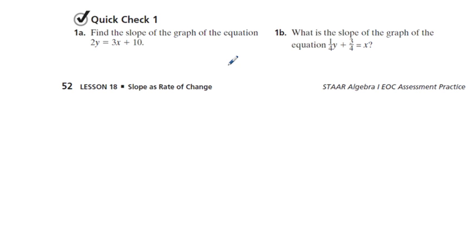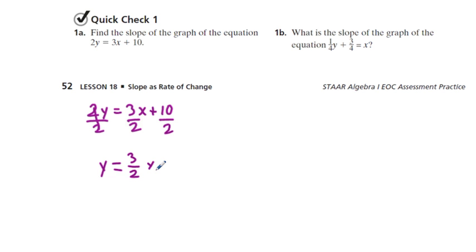Quick check 1. Find the slope of the graph of the equation 2y equals 3x plus 10. So we rewrite this, 2y equals 3x plus 10. And again, what is this 2 doing to this y? It's multiplying. So if we divide by 2, we have cancellation on the left. We have y equals 3 halves x plus 10 over 2, which is 5. So this 3 over 2 is our m, which is our slope, just from an equation.